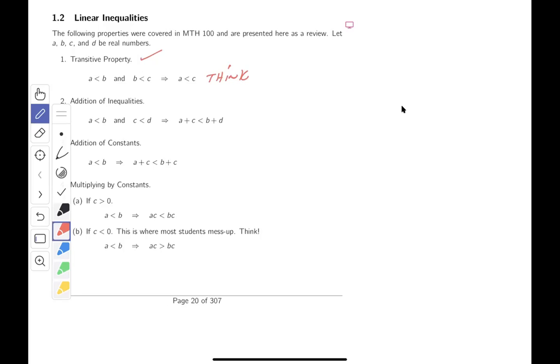We don't see this one either, the addition of inequalities. What does it say? If A is less than B and C is less than D, then A plus C is less than B plus D. This is something you probably need to think about as well. It's important you start to think.